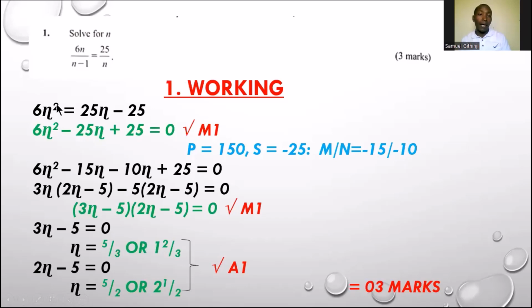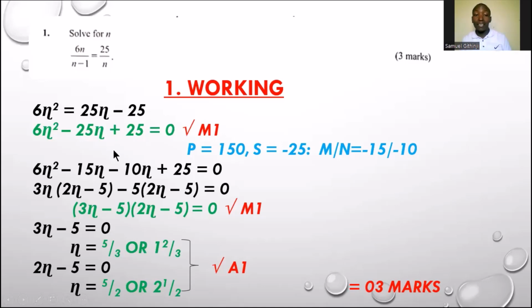Having cross multiplied, I get 6n squared equals 25n minus 25. Then it's a matter of rearranging the terms to obtain 6n squared minus 25n plus 25 equals 0. A quadratic equation earns the student the first method mark. Having gotten the equation, it's a matter of factorization, and the best method here is factorization. You multiply 6 by 25 to obtain positive 150, and the second term is negative 25.